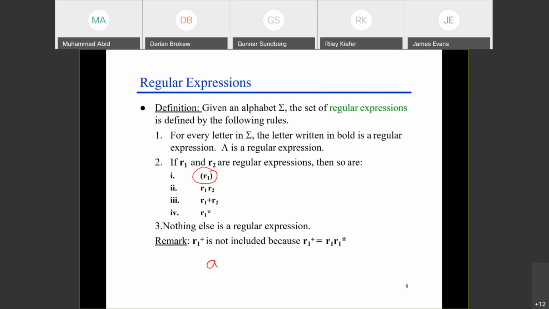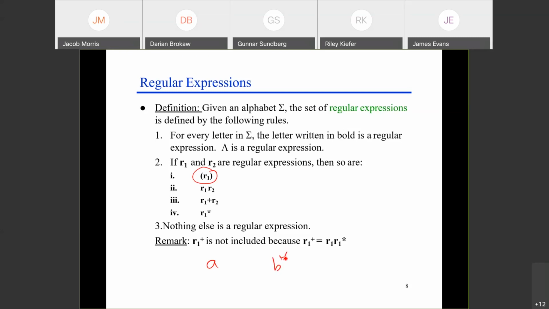What was the question again? I have a language which has lambda, one b, two b's, three b's, four b's, five b's, infinity b's. What is the regular expression of this language? Would it be b star? Amazing. Very nice. It is b star.